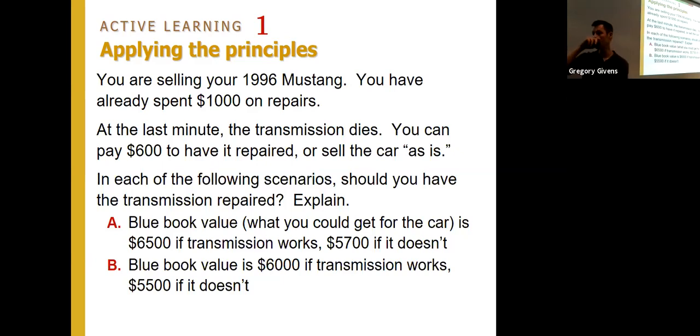Let's look at 2 different scenarios and see how your decision might change from one to the other. Let's suppose that the Blue Book value, which is what you could get for the car, is $6,500 if the transmission works, but only $5,700 if it doesn't work. In the second example, let's assume the Blue Book value is $6,000 if the transmission works, but $5,500 if it doesn't. In each of those cases, I want you to tell me whether or not it makes economic sense to actually pay to do the repairs, and explain why.